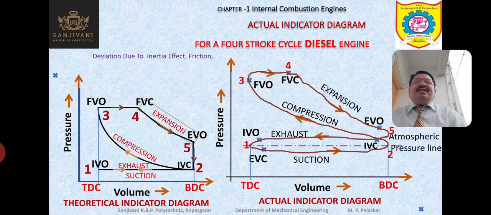Similarly, when the exhaust gases are moving out of the engine cylinder, there is friction between these exhaust gases and the small opening of the exhaust valve. So due to friction also, you will find that there is a practical deviation in the pressure, and therefore the actual indicator diagram differs from the theoretical indicator diagram. The valves are also providing resistance to the flow of the charge inside the cylinder or to the flow of the exhaust gases outside the cylinder. So this is also the reason for the deviation.